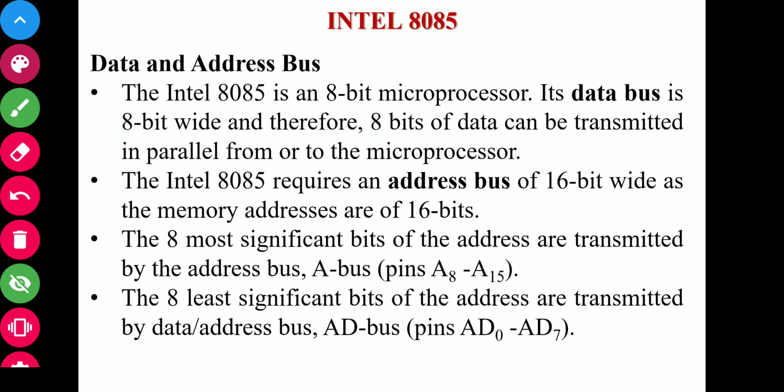And the 8 most significant bits of the address are transmitted by the address bus, that is pins A8 to A15. Then the 8 least significant bits of the address are transmitted by the address/data bus AD pins, AD0 to AD7. So this will act as either data bus or address bus, according to the signal given to it, it will act accordingly.